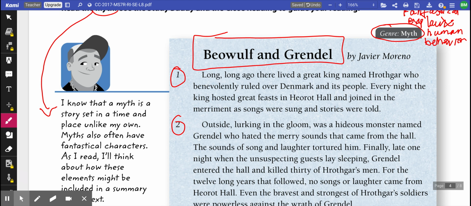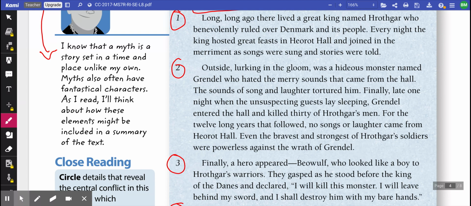All right, I'm assuming now that you've already read it. So let's see, I'm going to ask you a question. So, what happens to make the music and laughter stop at Harrod Hall? Well, hopefully you realize that it's because old Grendel, right here, entered the hall and killed 30 of Hrothgar's men, who's the king. And then for 12 years, no songs or laughter came because they were all powerless against Grendel.